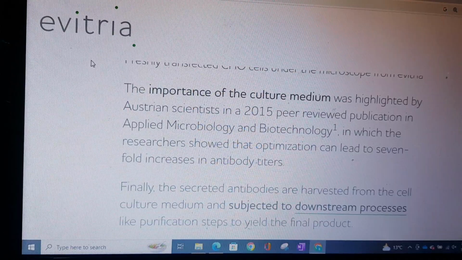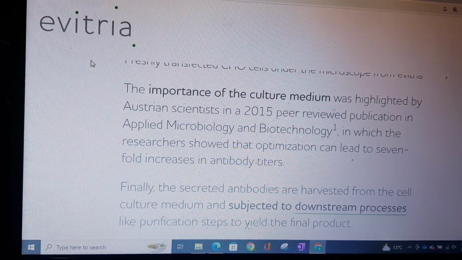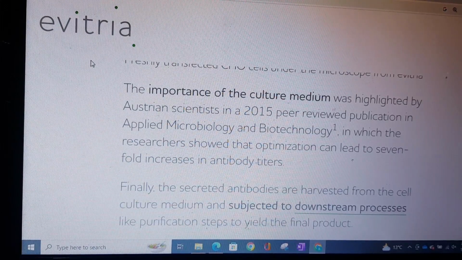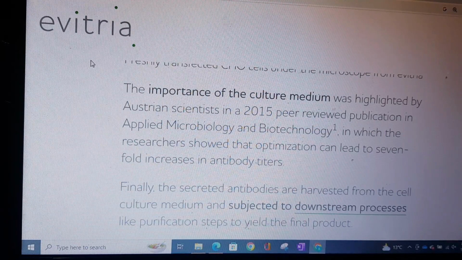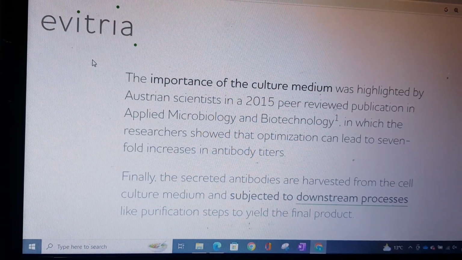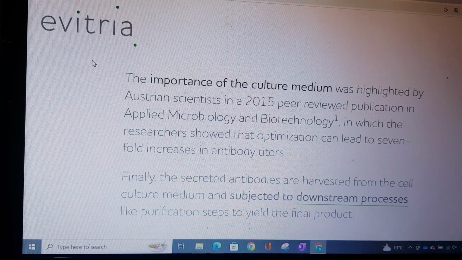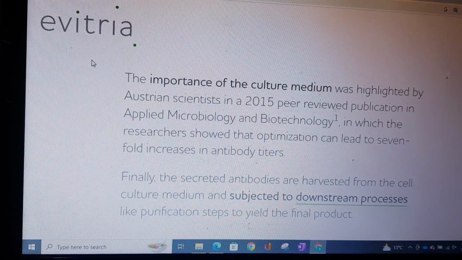The importance of culture media was highlighted by Austrian scientists in 2015. The researchers showed that optimization can lead to a seven-fold increase in antibody production. So after the production of the antibodies, the secreted antibodies are harvested from the cell culture medium and subjected to downstream processes like purification to yield the final product.